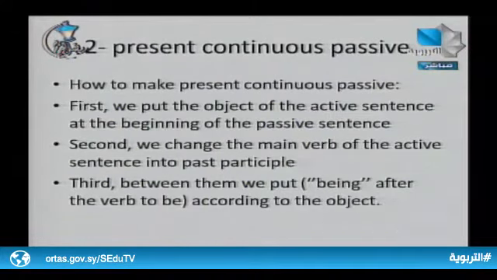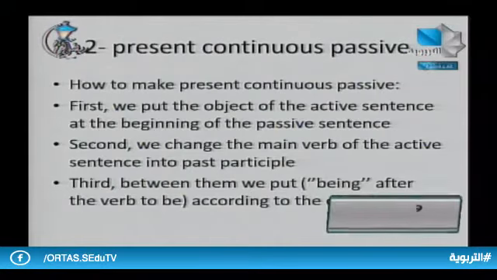Ms. Najla, please. How to make the present continuous passive, dear students? The same steps. Follow, please. First, we put the object of the active sentence at the beginning of the passive sentence. Second, we change the main verb, as usual, of the active sentence into past participle. Third, between them, we put being after the verb to be, according to the object.